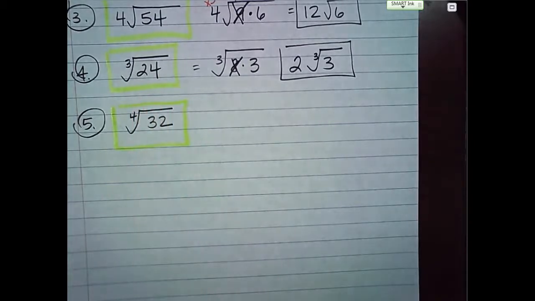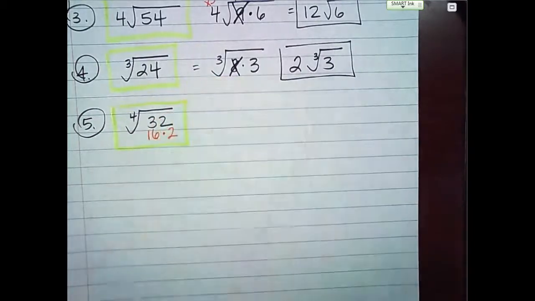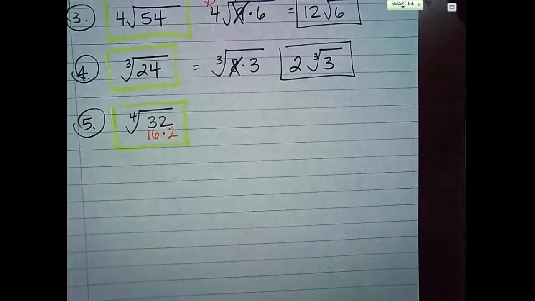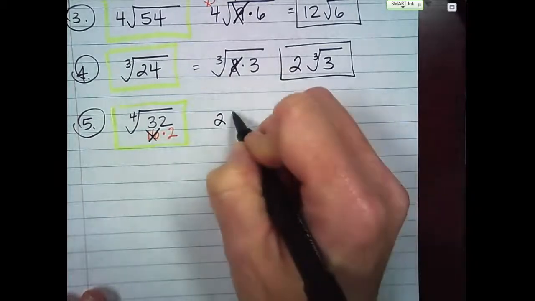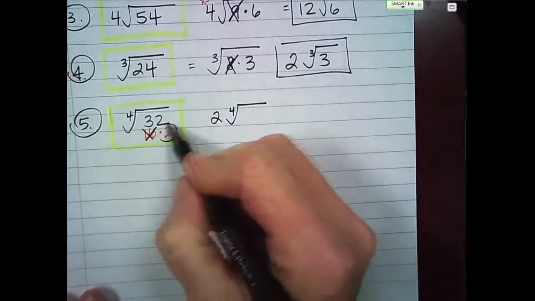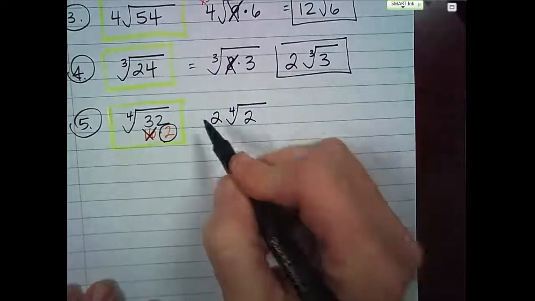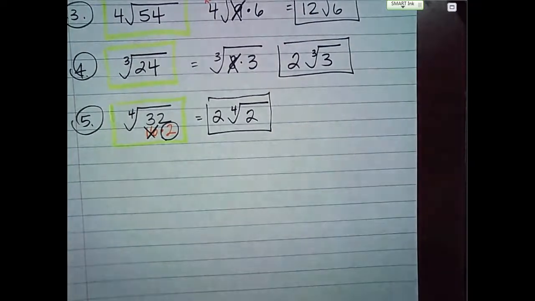The fourth root of 32. What fourth root fits in? 16. So this is the same as 16 times 2. Correct? You take the fourth root of 16, which is 2. And you're going to have 2 fourth root of what's left inside there. Right, we weren't able to do anything with that 2, so it stays in. You're just simplifying them. You're breaking them down as much as possible.